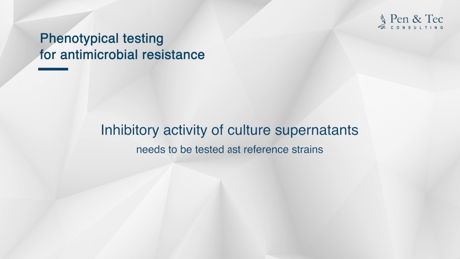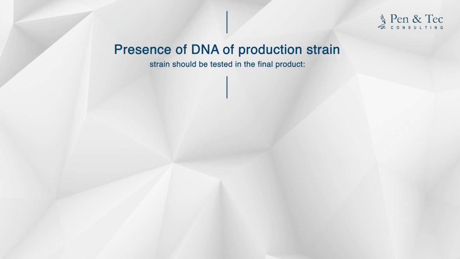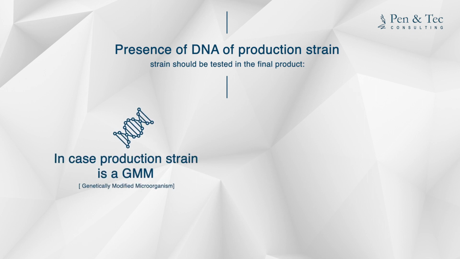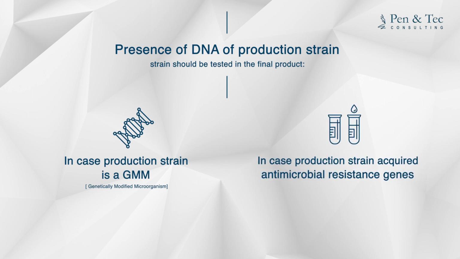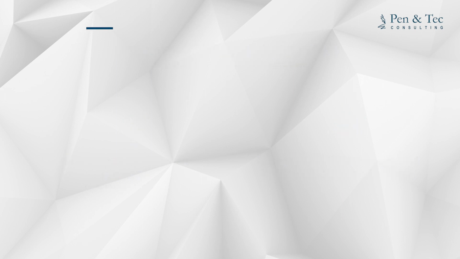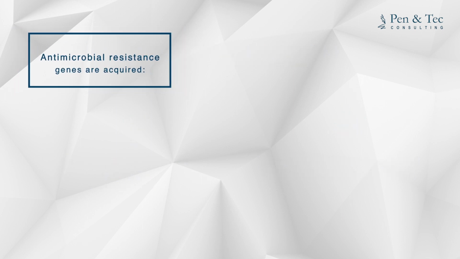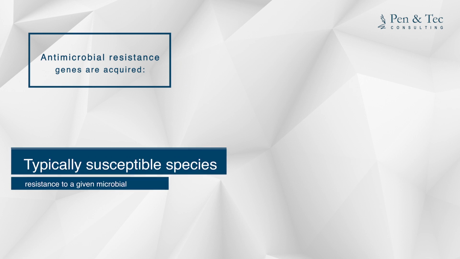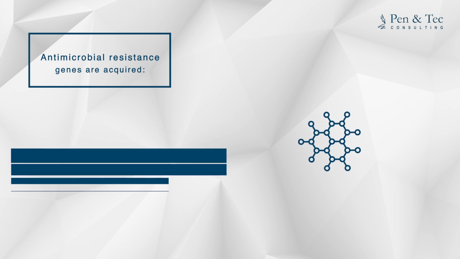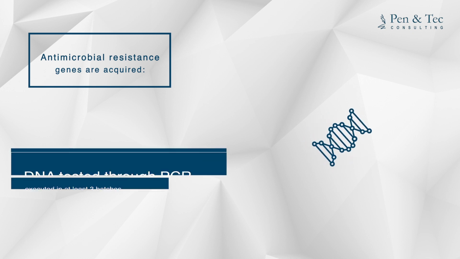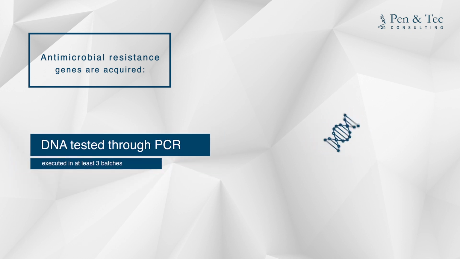The presence of DNA of the production strain should be tested in the final product if the production strain is genetically modified or if the production strain has acquired antimicrobial resistance genes. Antimicrobial resistance genes are considered acquired when a typically susceptible species is resistant to an antimicrobial. The presence of DNA is tested via PCR and must be done in at least 3 independent batches.